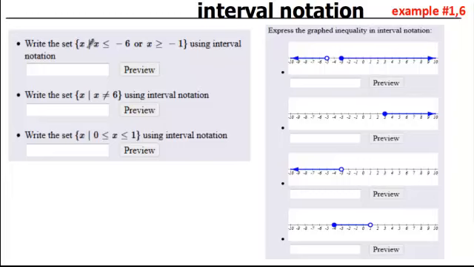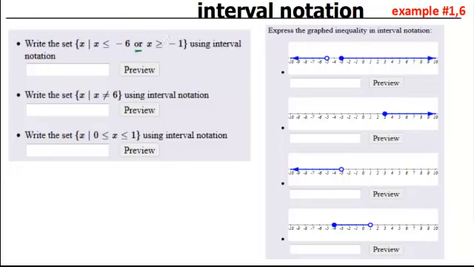If you were looking at this notation right here, what this is telling you is that we're looking for the set of all x's such that x is less than or equal to -6, or x is greater than or equal to -1. So really this is just another way of representing that inequality form of the intervals. If you're converting this into interval notation, how many different intervals are you looking at here?